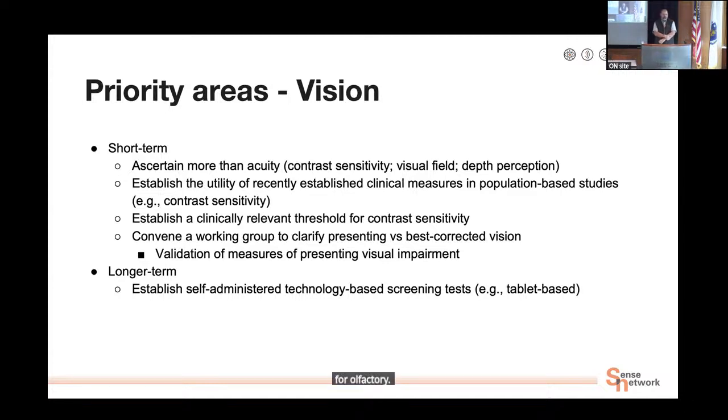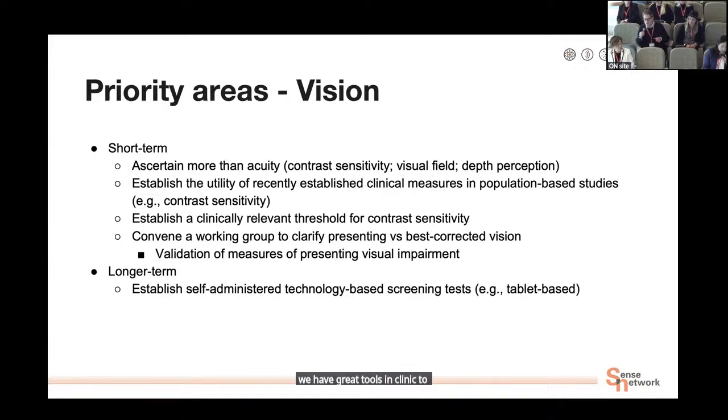I think the issue for vision is we have great tools in clinic to measure lots of different visual function. We struggle a little bit, especially with evaluated measures that can be used at scale to measure population differences. Another big gap: there are folks in Josh's group working with enhanced data, thinking about clinically relevant thresholds for contrast sensitivity. There needs to be more work establishing the utility of those thresholds in terms of predicting clinically important things about people's lives.